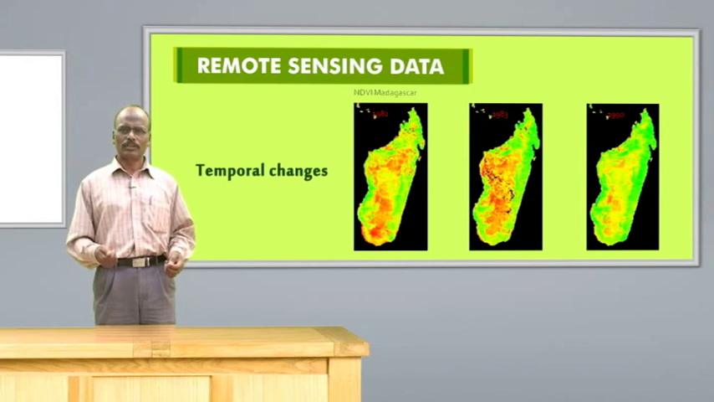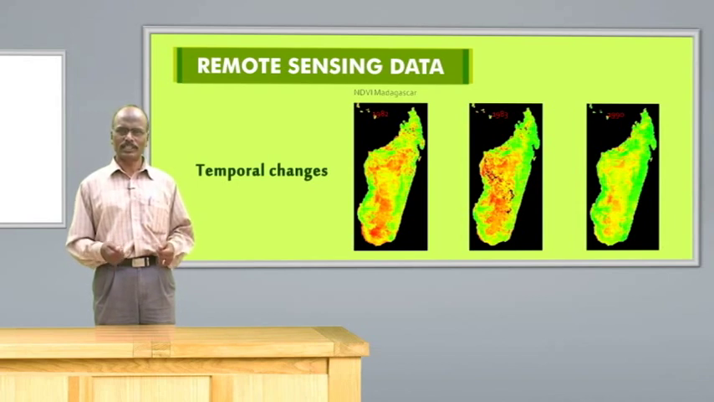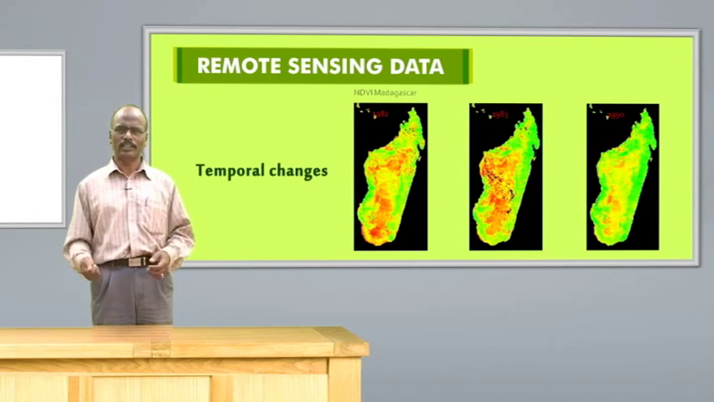These values show that 1990 was a good year in the Madagascar region when compared to 1982 and 83. So this way of capturing data will help us to monitor the temporal changes that are occurring in a given area.